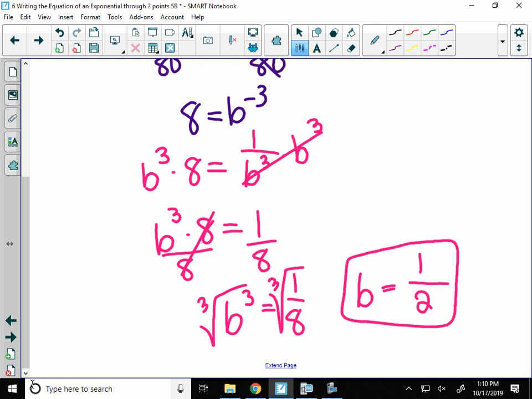There, so I have my b. So what's my final equation? y equals, I don't remember, what was it? 80 times 1/2 to the x.